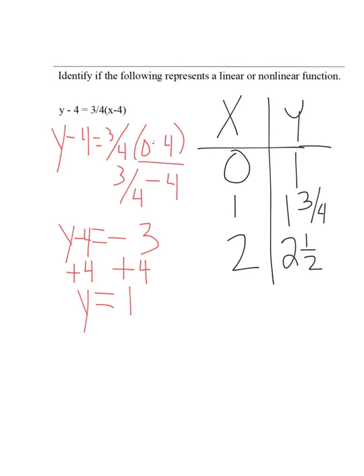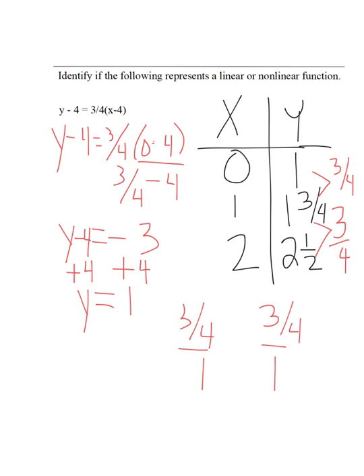Now what I can do is look at the changes. I know that my x values are each going up by 1, so I'm going to place those in the bottom of my ratio for slope because the change of x goes on bottom. Now I'm going to find the changes of y. From 1 to 1 and 3/4 is going up 3/4. From 1 and 3/4 to 2 and 1/2 is going up 3/4.